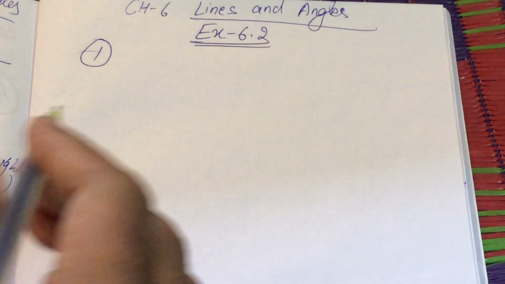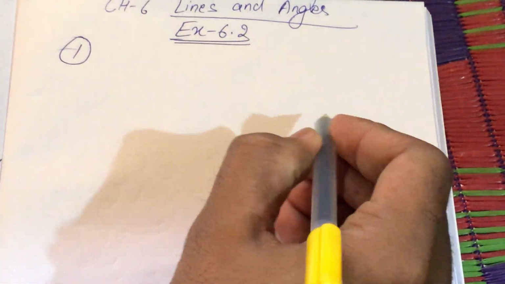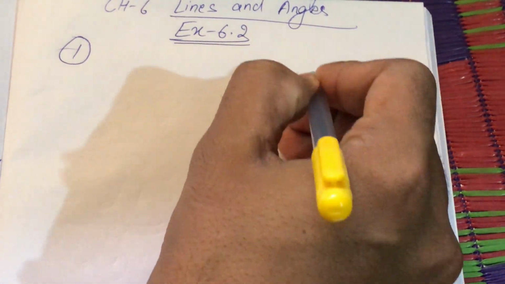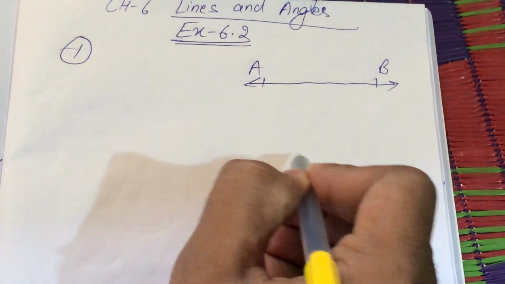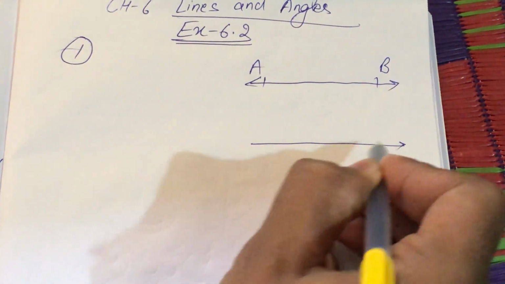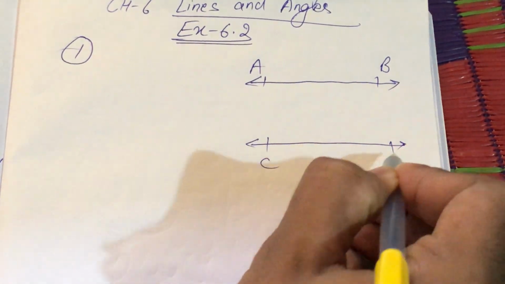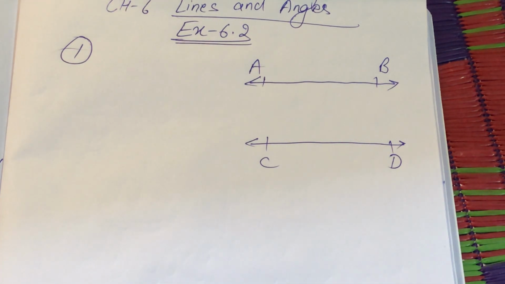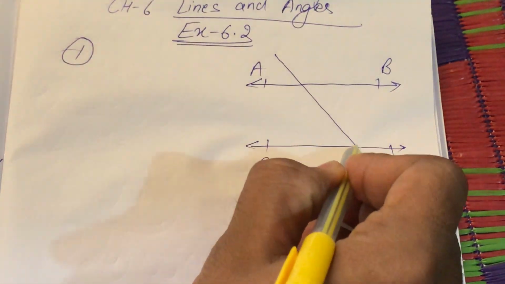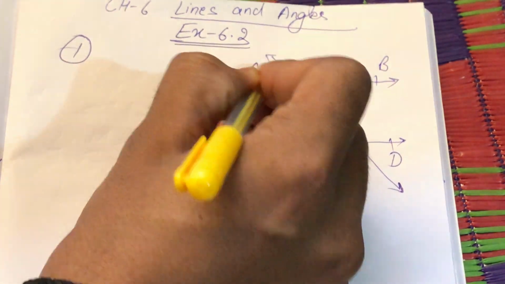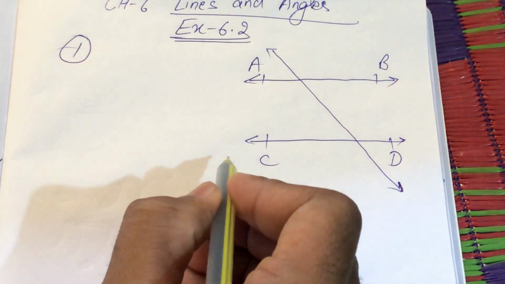What is given in the question? In the question it is given that two lines AB and CD are given. But these are not given as parallel, okay? And one transversal line is also given, like this. This is the transversal.